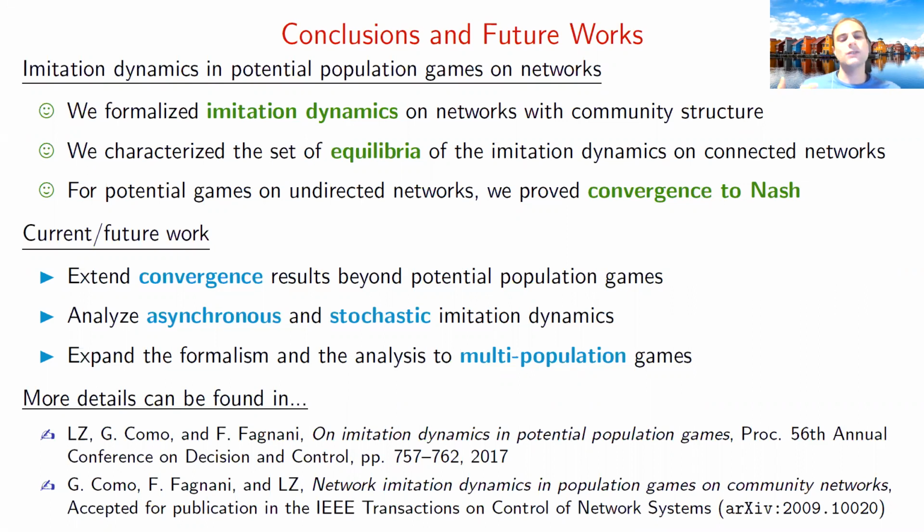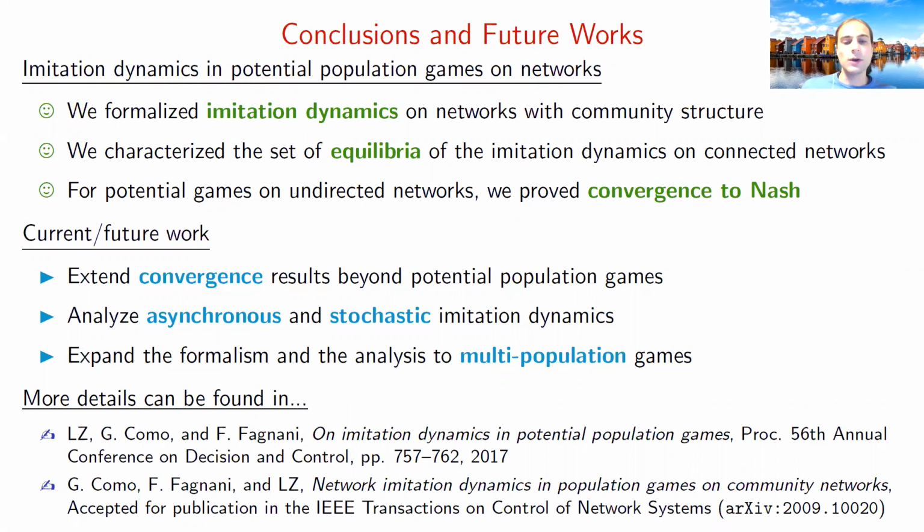And we have shown that for potential games on connected undirected networks, and with some further assumption on the Nash equilibria, we can prove convergence to the set of Nash equilibria. So in our current work, we want to extend these results, in particular to go beyond potential population games, which we show is a sufficient condition to prove convergence to Nash, but we are pretty sure it's not necessary, so we can relax the assumption of having an exact potential game to prove convergence.